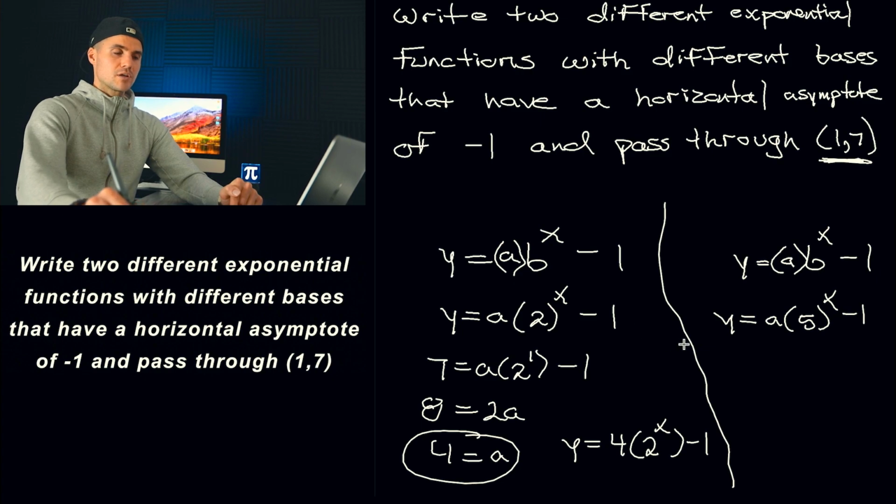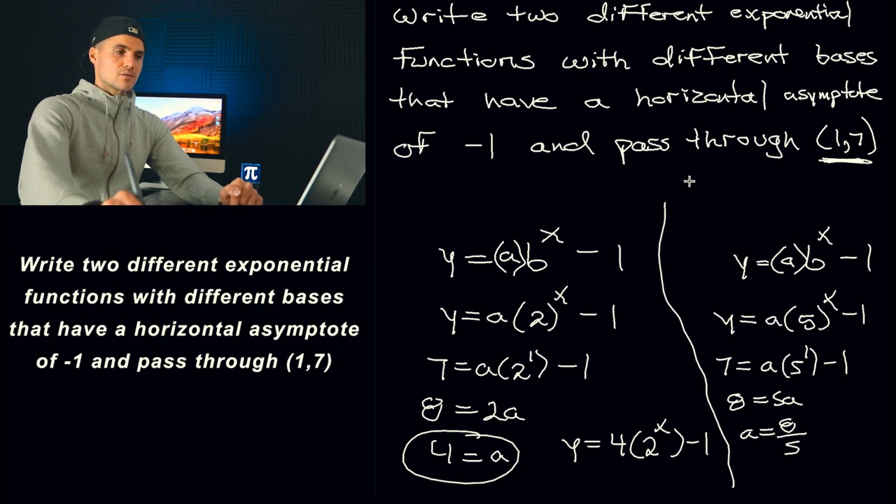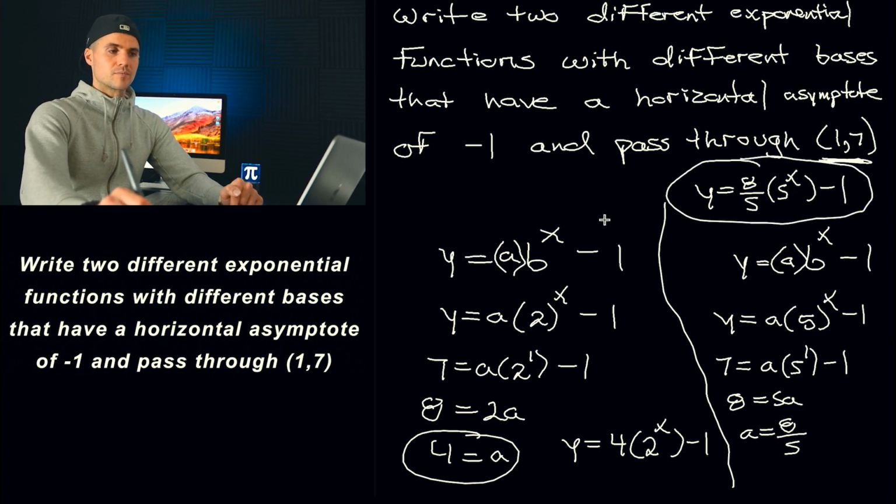From this algebra here. Doing the same process, I'll plug in 7 equals a times 5 to the power of 1, minus 1. Bring the -1 over, we'll have 8 equals 5a, so that means a is going to be 8 over 5, like that. So this equation would be y equals 8 over 5 times 5 to the power of x, minus 1. So that's another possibility right there.